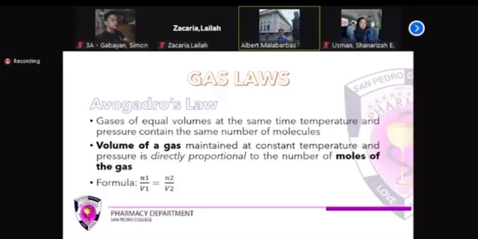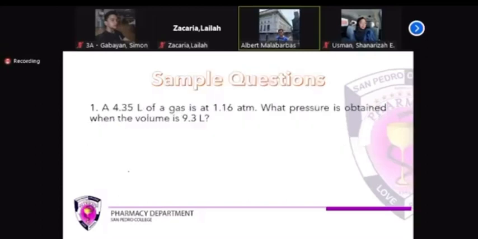Okay, and the last one, the last gas law, we have your Avogadro's law. According to the Avogadro's law, the volume of a gas maintained at constant temperature and pressure is directly proportional to the number of moles of the gas. Formula, it's N1 over V1 equals N2 over V2. So, yun lang sila for our gas laws.